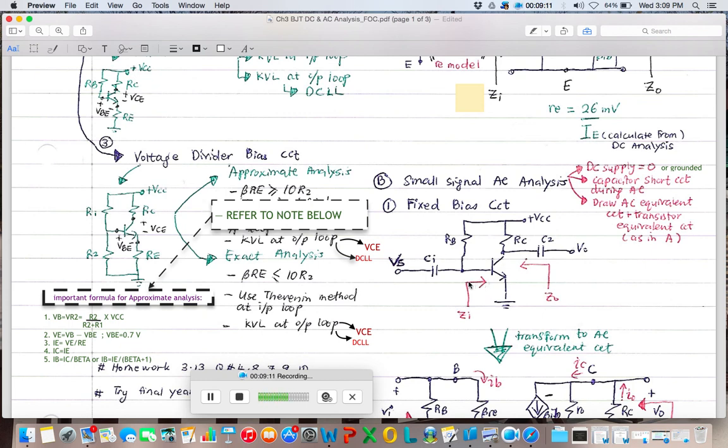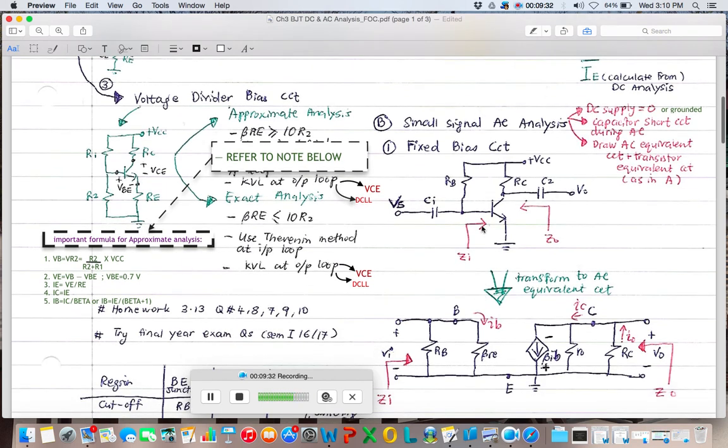I have already written down the Zi looking from the input section. If you still remember, input section at the base terminal, and Zout looking from the output section at the C or collector terminal. So you need to transform it. You transform the BJT first. Just now I already taught you.